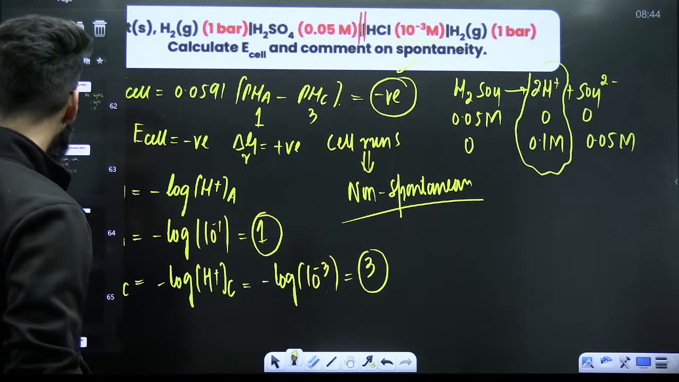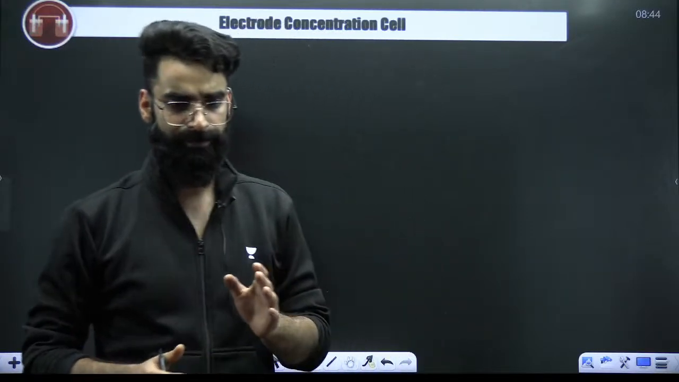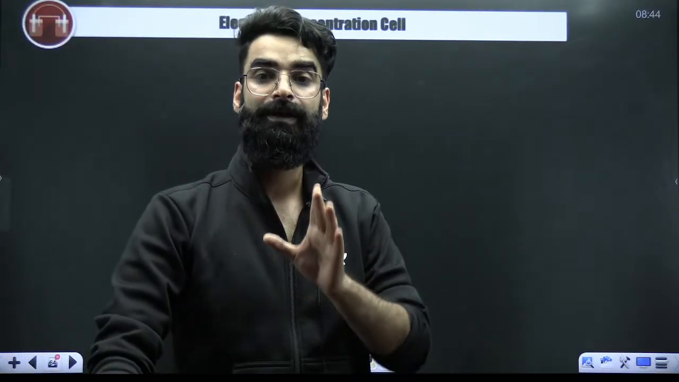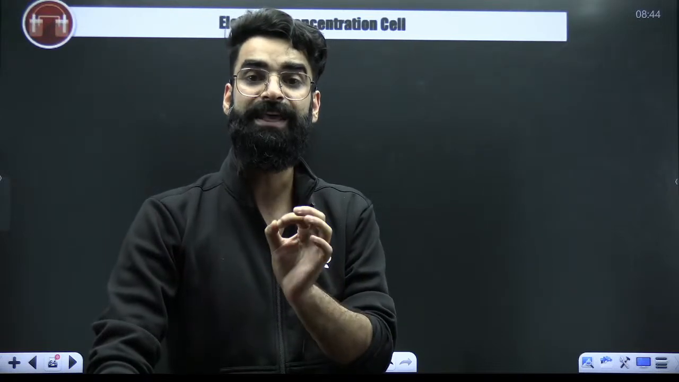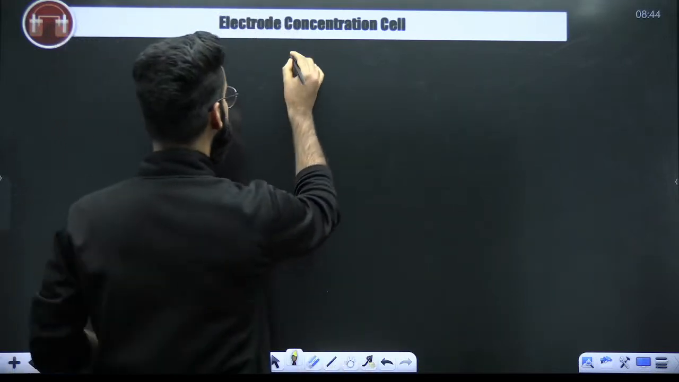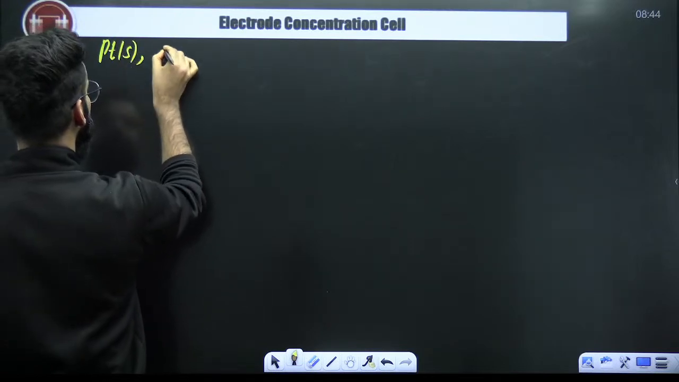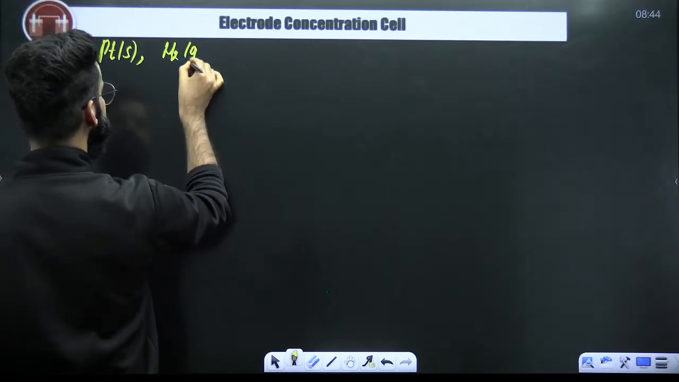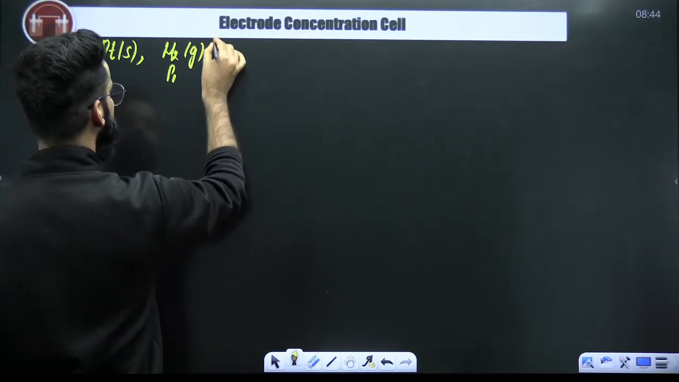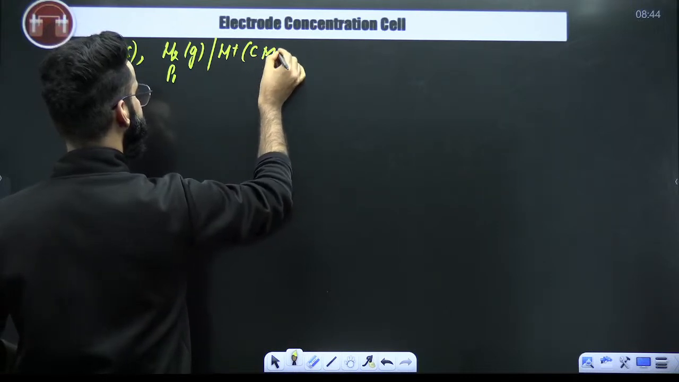Now, we have got one more concentration cell. What is that? That is electrode concentration cell. Do you know what is electrode concentration cell now? In case of electrode concentration cell, we'll be keeping the concentration same in anode and cathode, but we'll keep the partial pressures different. For example, I'm making the cell here. I'm writing first of all platinum solid, right? And here I'm writing, let's say, H2 gas, whose partial pressure is P1. It gets converted into H positive, whose concentration is, for example, C molar.